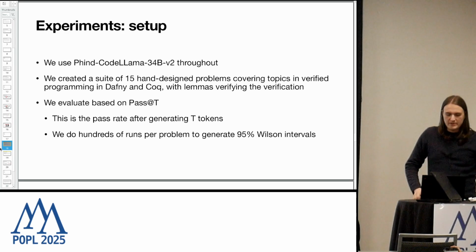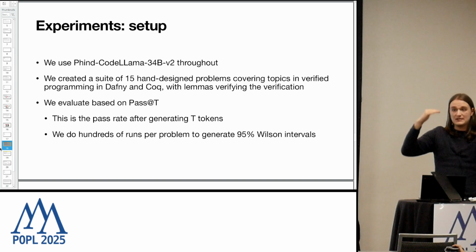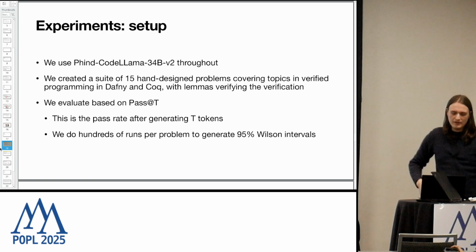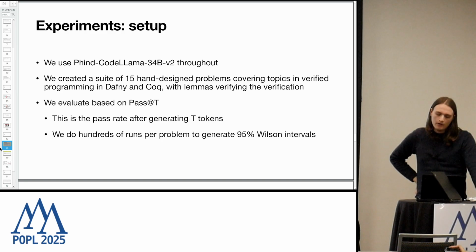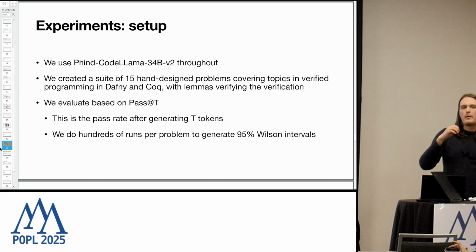Okay, let's show you some results. These results are using FinCode Llama v2. We're just using one model here, keeping it simple. We have 15 problems that are all hand-designed. This is mainly because, of course, the algorithm I've shown you works best when you actually have stuff that requires multiple steps. And there isn't very much in the way of workshops out there for problems of this kind. And then we evaluate based on passity. Passity means the probability that we generate a program that passes given a budget of T tokens.